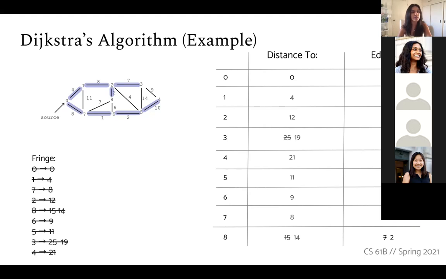Oh yeah, but for Dijkstra, you'd still get the shortest path to every node. Yes. So for example, if we wanted to get to 6 from 0, this would be the shortest way to get to 6.